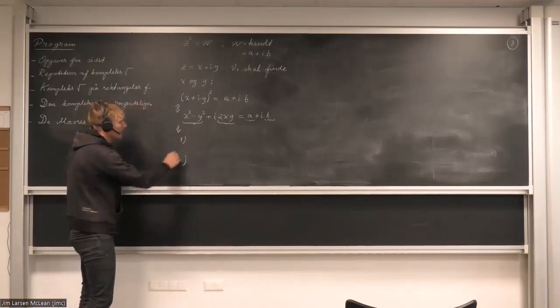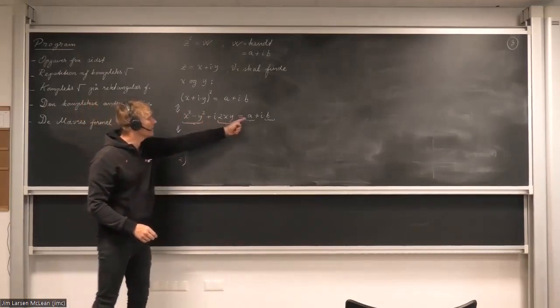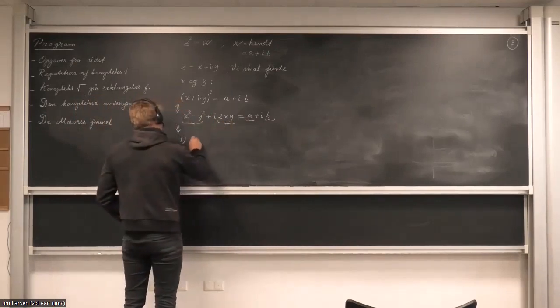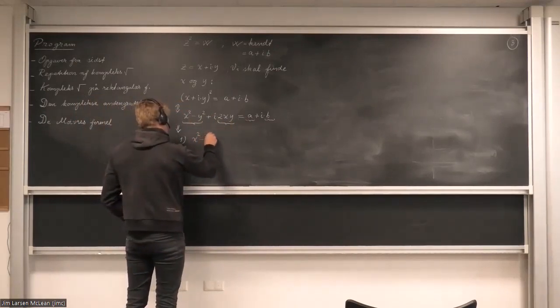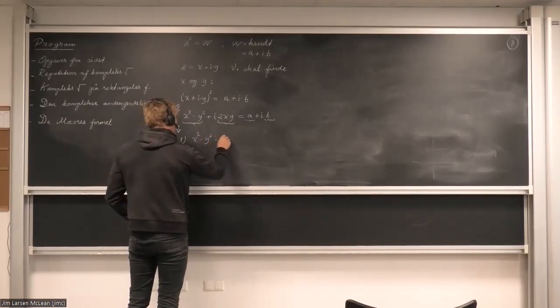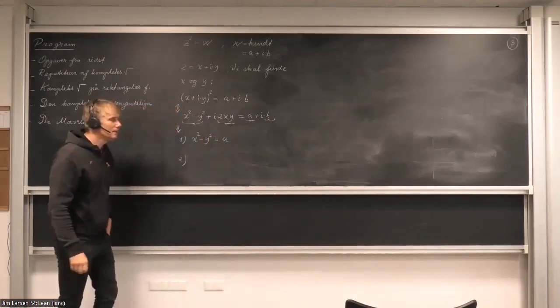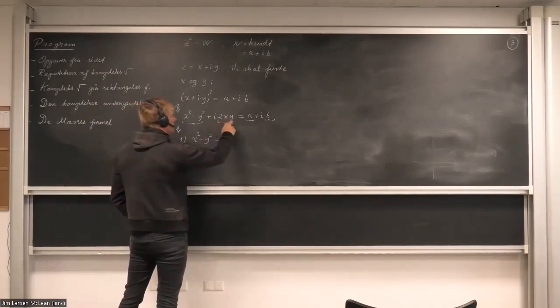And what does equation 1 say? It says that x squared minus y squared should equal A. So x squared minus y squared must equal A. The first requirement I have is that x squared minus y squared must equal A. And the second requirement is that 2 times x times y must equal B.